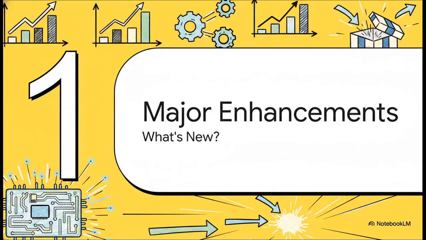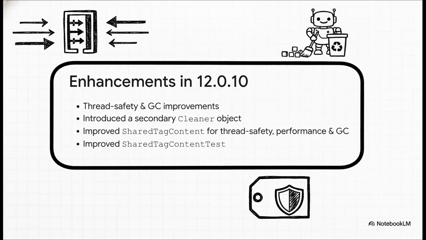Okay, so beyond the birthday wishes, what are the actual gifts in this package? What's the good stuff? Let's get right into the core enhancements that make this release worth talking about. So when you look at this list, a theme pops out right away: thread safety and garbage collection. We're seeing things like a new cleaner object and big improvements to something called shared tag content. Now, if those terms make your eyes glaze over a little bit, don't worry, hang tight. They are the secret sauce to making your apps so much more solid. And we're about to explain exactly why.